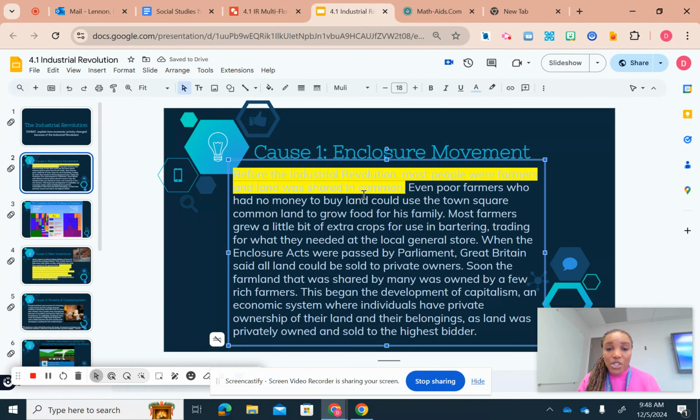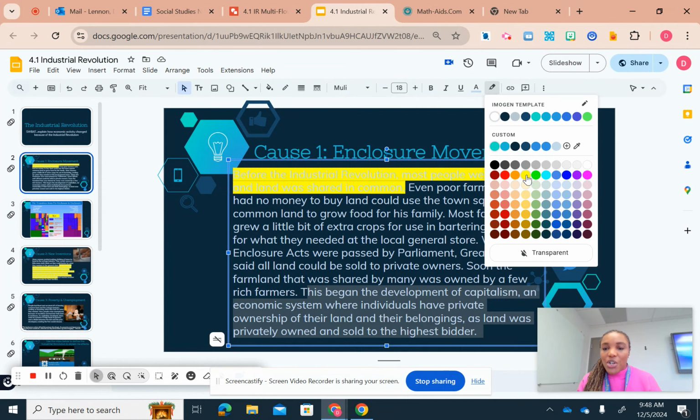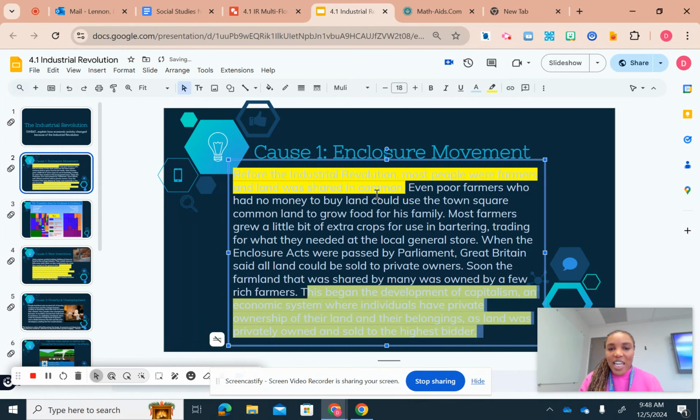most important parts yourself? So we're talking about the enclosure movement, and this is the first cause, one of the causes of the Industrial Revolution. As I go through this, I can see this being the development of capitalism, land was held to the highest bidder. So when they're taking notes, instead of, again, having to copy this whole thing down, tell them to really spotlight the two things that are most important.